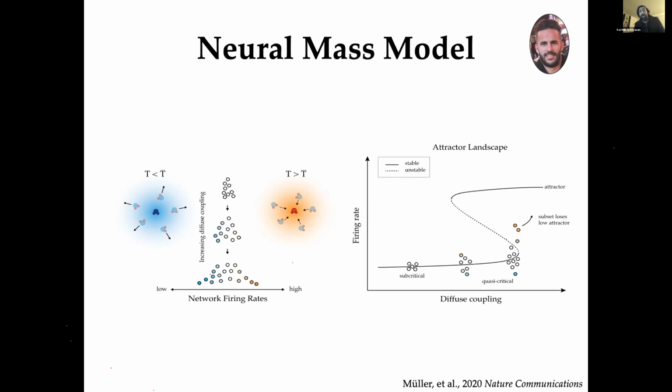Eli, I probably missed it. So what is the bifurcation parameter here? Is it diffuse...? Oh, sure. I've called it diffuse coupling, but it's proportional to excitatory current coming in, right?